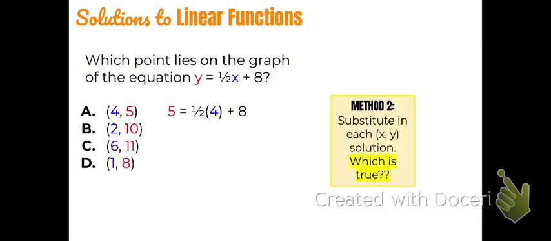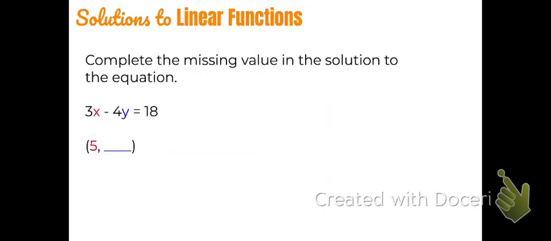The other way you can do it by hand is just looking at one of the options at a time and substituting them in and seeing if it's true. Is 1/2 times 4 plus 8 equal to 5? If not, substitute in the next x and y coordinate. Is 1/2 times 2 plus 8 equal to 10? If not, look at the next choice.